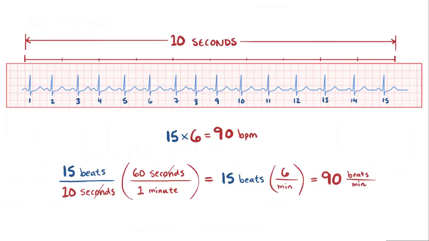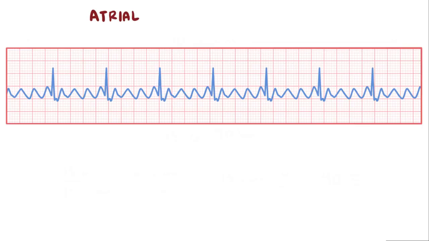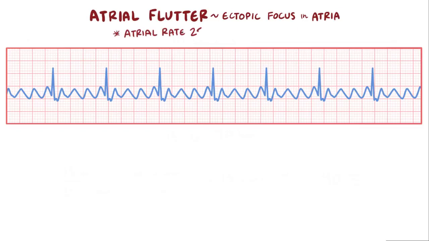If the heart rate is too fast or too slow, it could be because something other than the SA node is pacing the heart. For example, there could be atrial flutter, which is when an ectopic focus in the atria, like an irritated atrial cell, starts to spontaneously fire between 250 and 350 depolarizations per minute, with only 1 out of every few atrial depolarizations passing through to the ventricles.